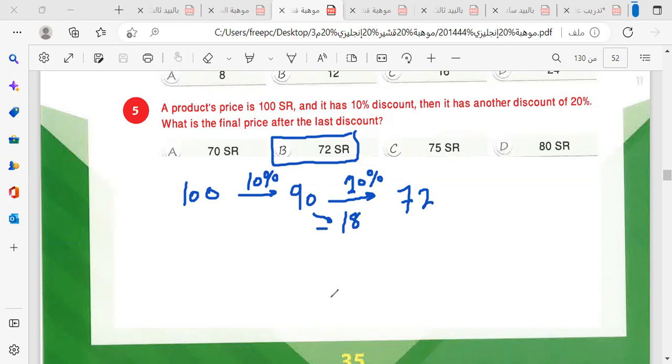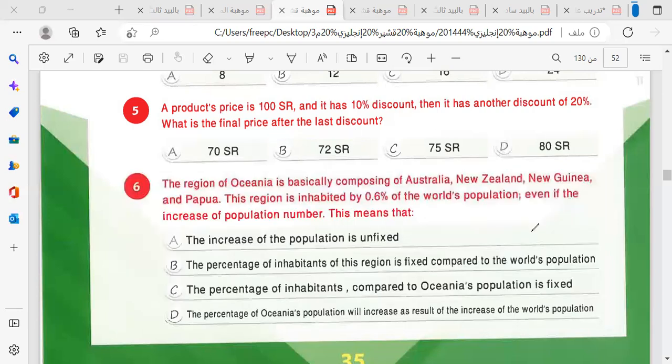So 72. First, the 100 with 10% is 90. You multiply by 20%. 20 divided by 100, you get what? 18, right? Then you subtract 90 minus 18 equals what? 72. All right, good. Okay, question number 6 now with Ritaj.